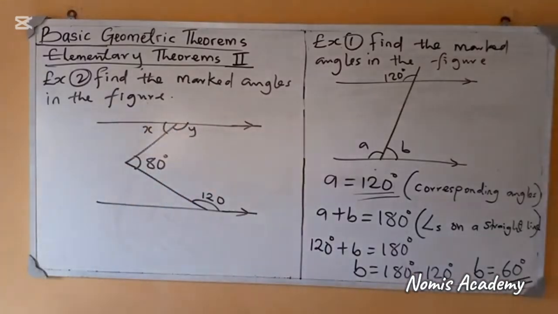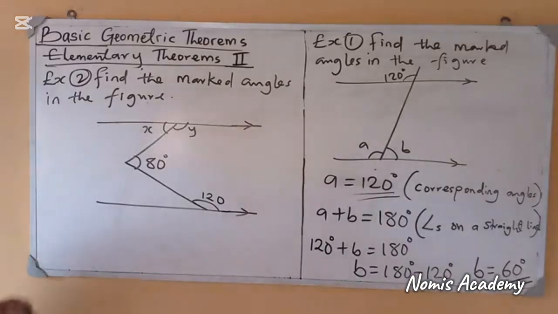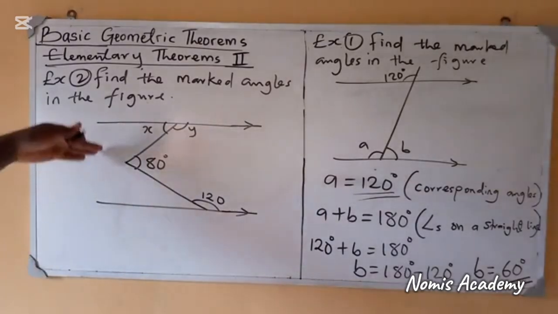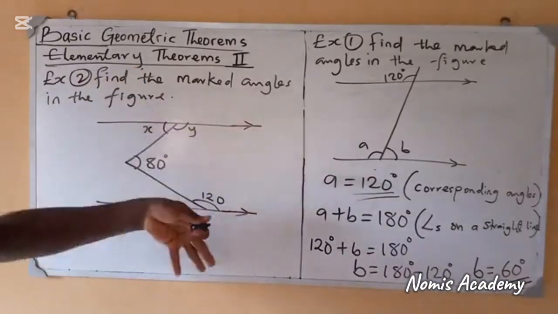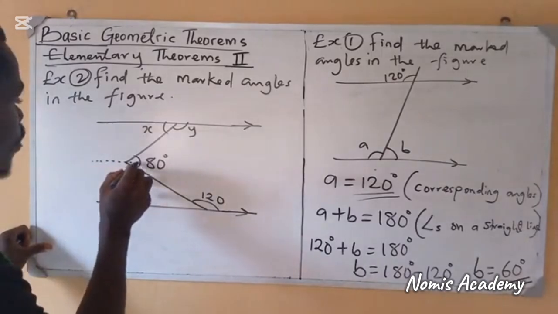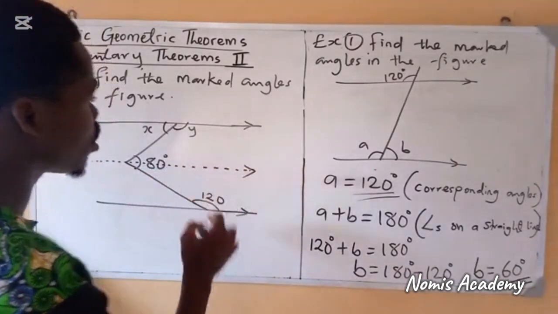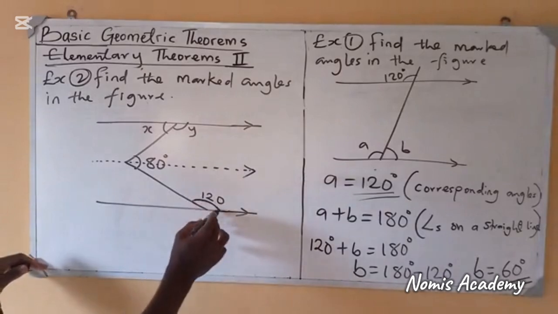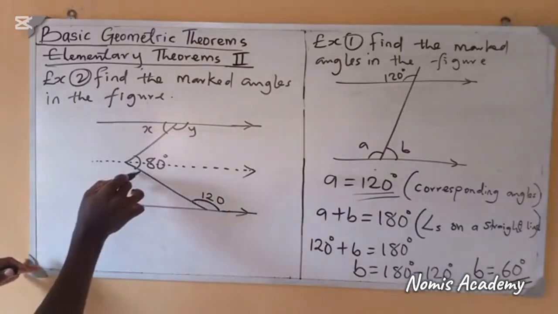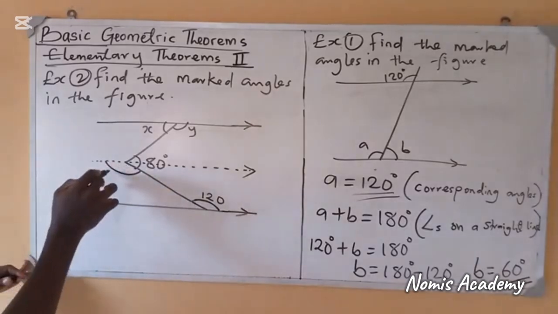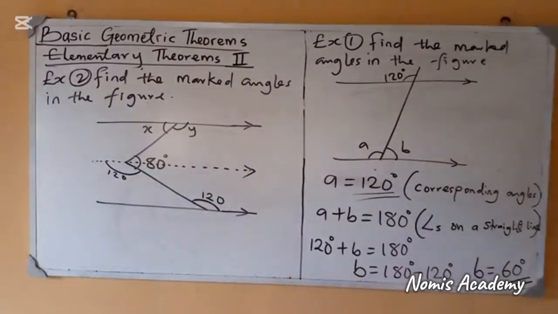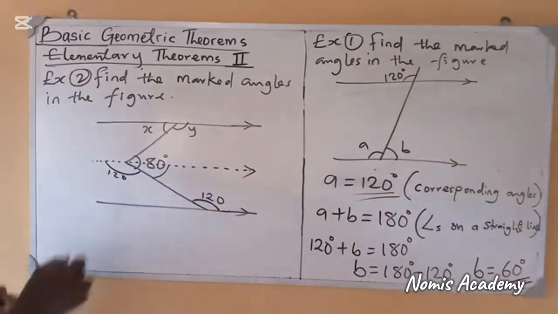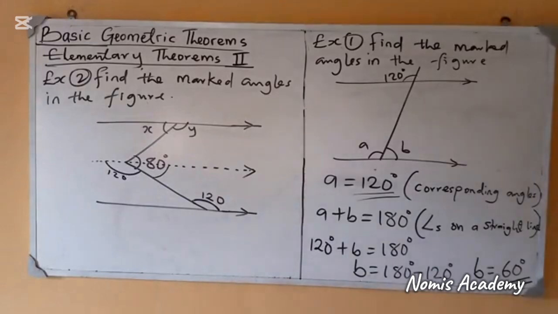All right, the question looks somehow intricate, but very easy to solve. The only thing we need to do is to introduce another line at this point, and that line must be parallel to the other two lines. So we have a line this way. Now, since this angle is 120, we can see that the angle is also alternate to this particular angle. So here is 120 degrees. Then we need to find this particular angle, and that will help us to find the value of x and y.